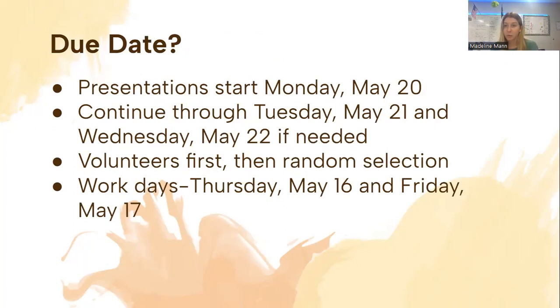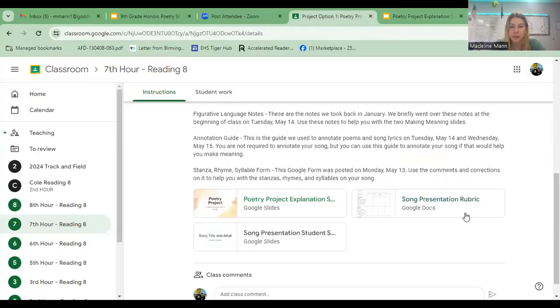I can't guarantee that you'll be able to work on your presentation in class because your Chromebook might be turned in at that point. We'll continue our presentations all the way through Tuesday, May 21st. We might continue them into Wednesday, May 22nd if we really need to. I'm going to take volunteers first, and then after that, I'm going to go random selection. Work days were today and tomorrow. And then you do get that extra day if you were absent for band, if you were absent just in general, today, Thursday, May 16th, or if you're absent tomorrow, Friday, May 17th, you'll have that extra day. Let's go over your rubric real fast for this project.